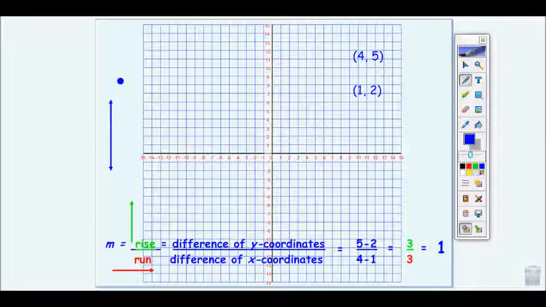So let's see that. I'm going to plot these points. My first point is 4, 5. So I'm going to go over 4, 1, 2, 3, 4, up 5. Okay, my next point is going to be at 1, 2. So over 1, up 2.